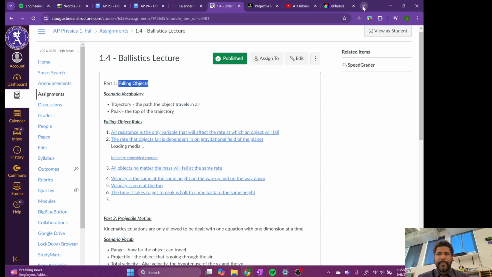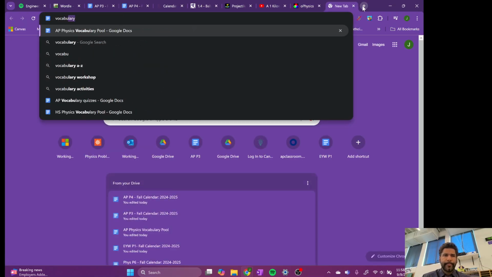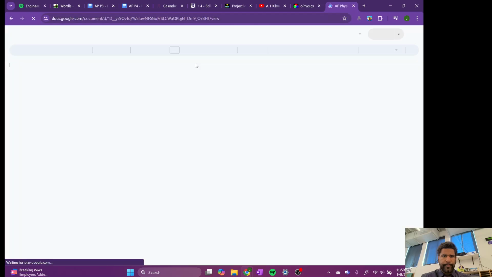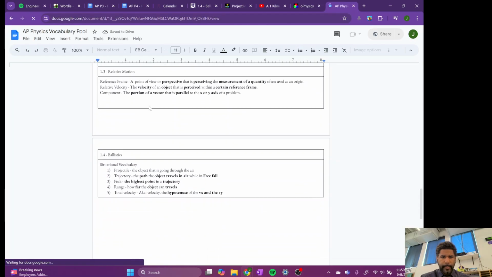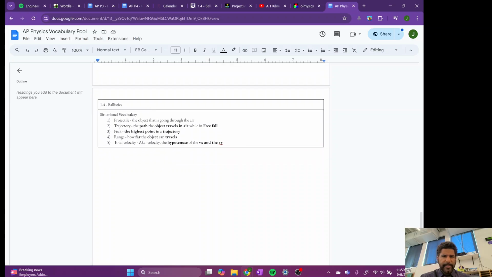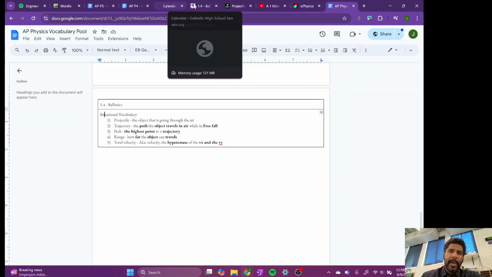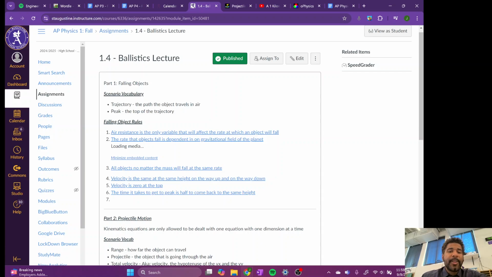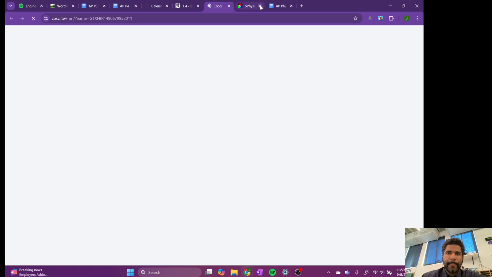First of all, if we go down to our vocabulary pool, what we need to understand, we need to know these different things. First, a projectile is the object that is going to be shot. Trajectory is the path that this object takes. And the peak is when it gets to its highest point in its trajectory. I have a couple different simulations to help you understand some of the properties of ballistics, or objects that are going in the air.